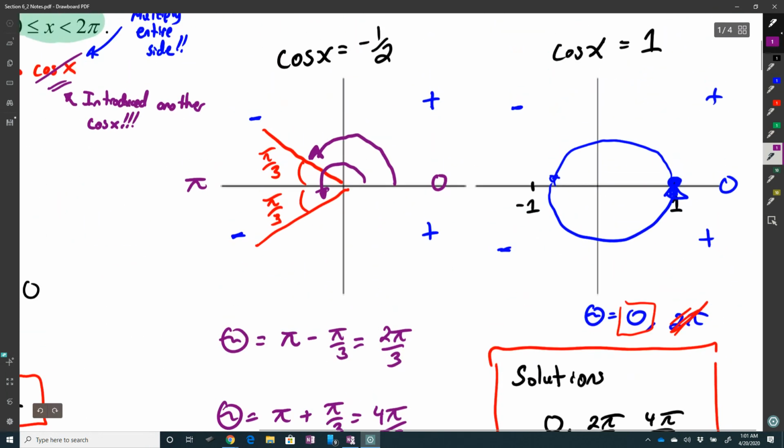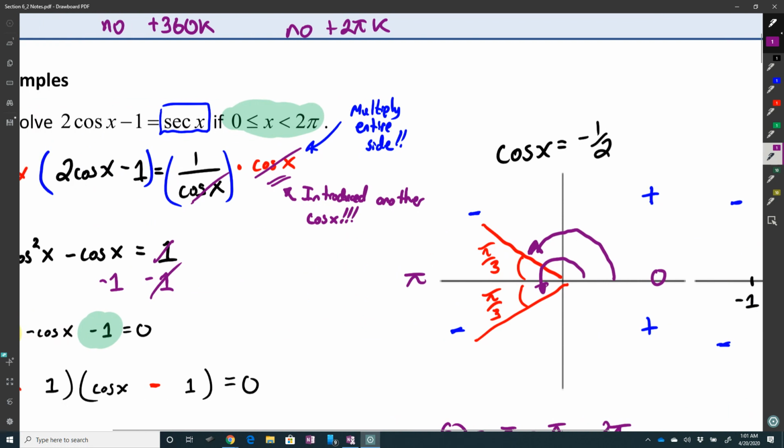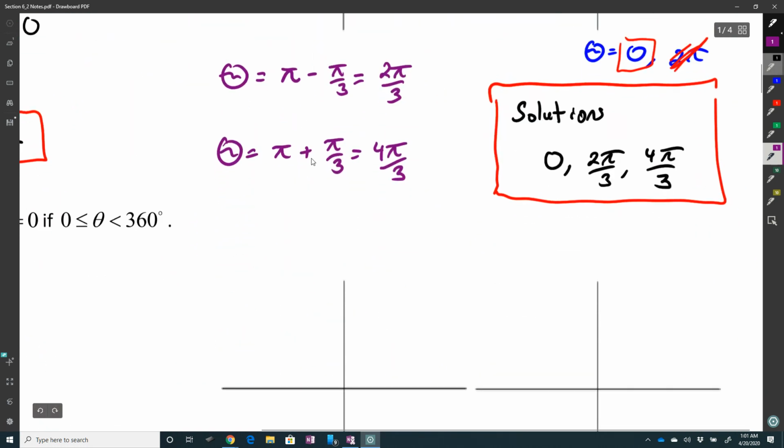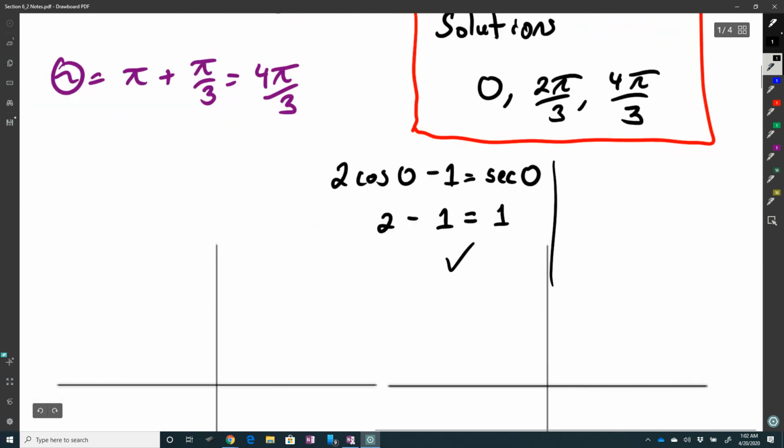And so if I go to my problem, it's 2 cosine x minus 1 equals secant x. Okay, and so you would check them. You would say, all right, 2 cosine of 0 minus 1 equals secant of 0. Well, cosine of 0 is 1, so you get 2 minus 1. Secant of 0 is also 1, and so that checks out. And then you do the same for all the others.